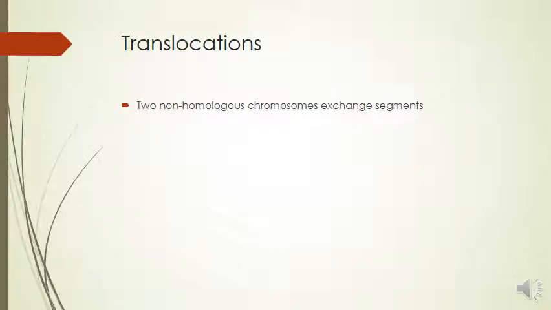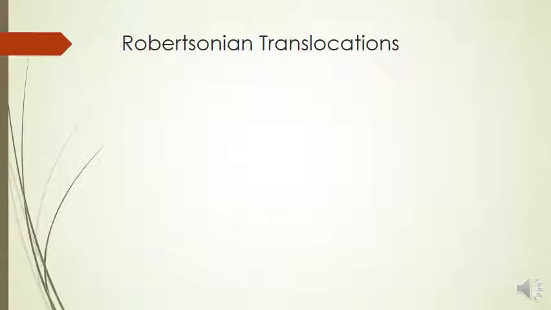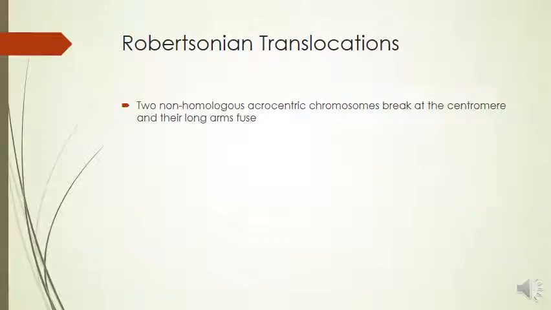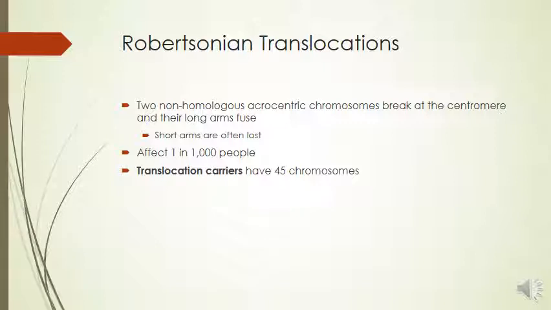Translocations. This is what takes place when two non-homologous chromosomes exchange segments. There are different types of translocations. We have Robertsonian translocation and reciprocal translocation. In the case of Robertsonian translocations, two non-homologous acrocentric chromosomes break at the centromere and their long arms fuse. Short arms are often lost in this process. This affects 1 in 1,000 people. Translocation carriers have 45 chromosomes.